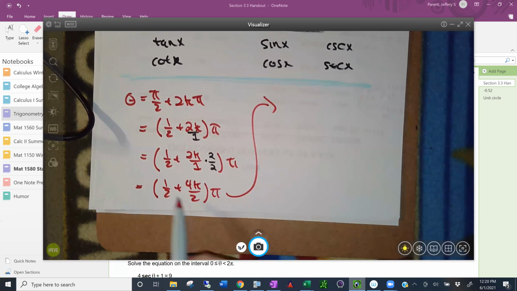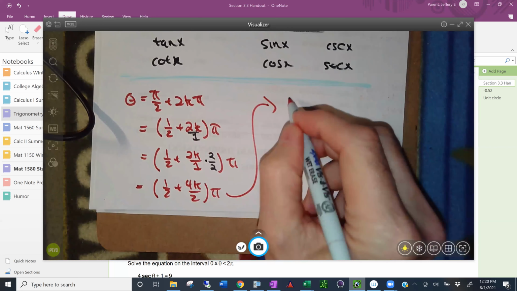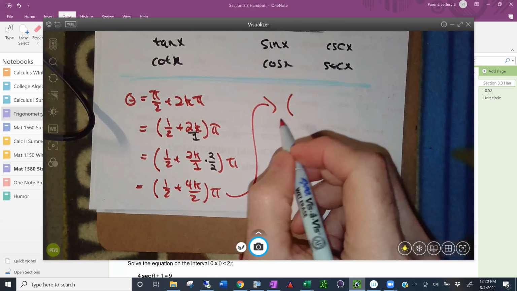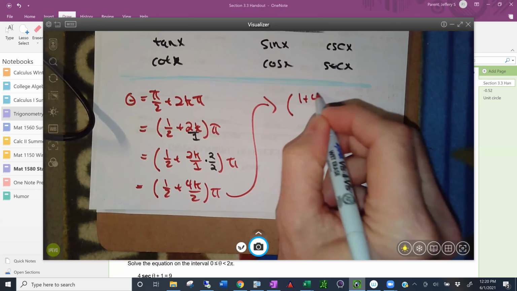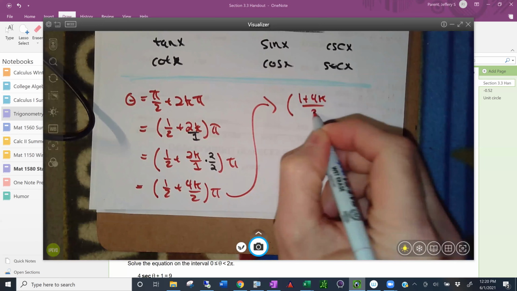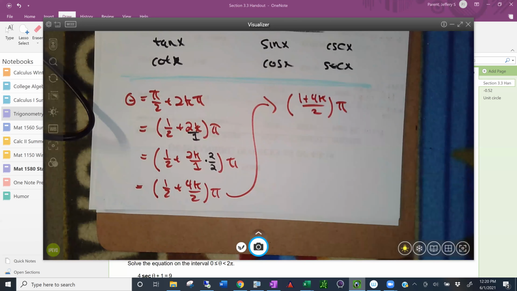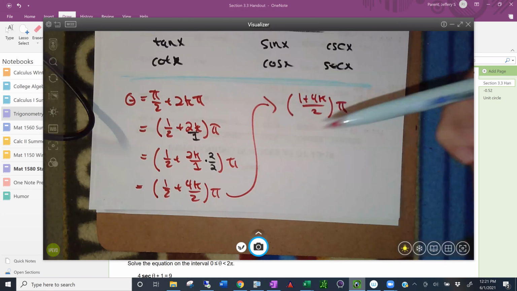The reason I wanted that is I can bring that together as one fraction. It's going to be 1 plus 4k over 2 times pi. Those are going to be my solutions. Now, it took a little bit of work to get here, but if you're unclear about something, let me know.